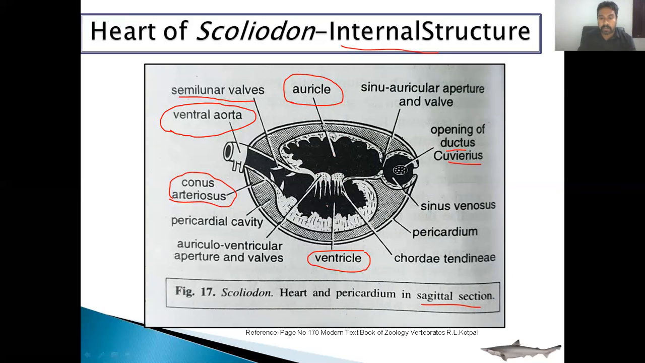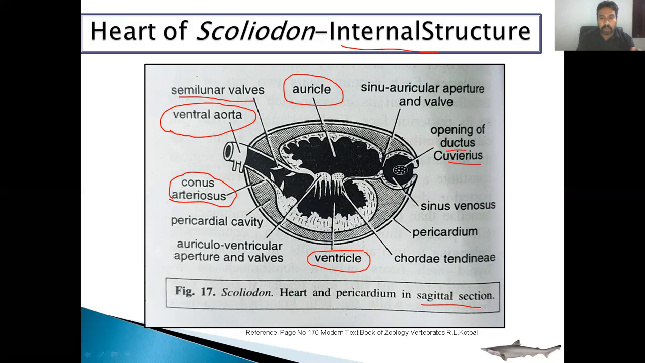And then comes the ventricle. The maximum, thickest muscle fiber is present in this ventricle, as I earlier discussed, that the heart is a modified muscle fiber. So the ventricle has much more developed, thicker muscle fiber compared to the auricle. The reason is that the sinus venosus and auricle are just receiving chambers, but the ventricle is going to pump the blood. It is a forwarding chamber, forwarding the blood towards the gills in the case of Scoliodon. That's why the wall of the ventricle is thicker.